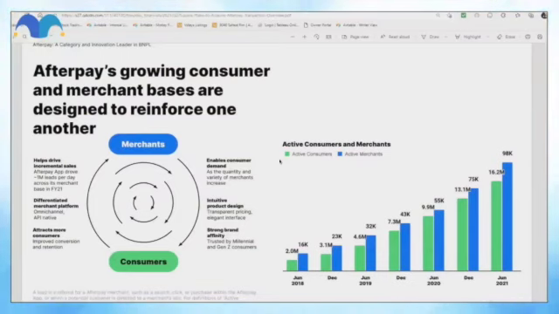So a buy now, pay later service is essentially if you ever go to checkout on PayPal or on Amazon or any of these companies and they say, spread this over 6 interest-free payments, that's a buy now, pay later service. That's essentially what Afterpay does. So if you look at this chart here, this is Afterpay's growth in customers, both consumers and merchants.